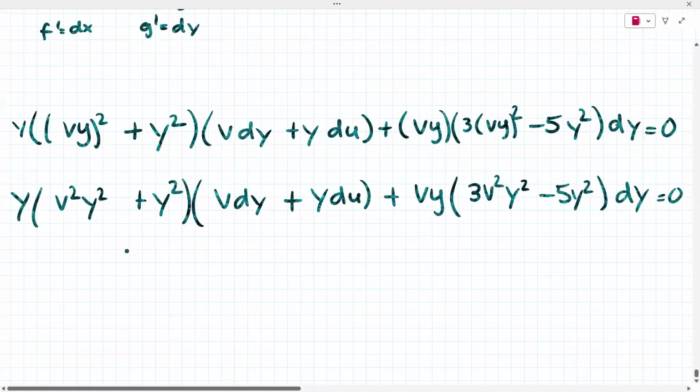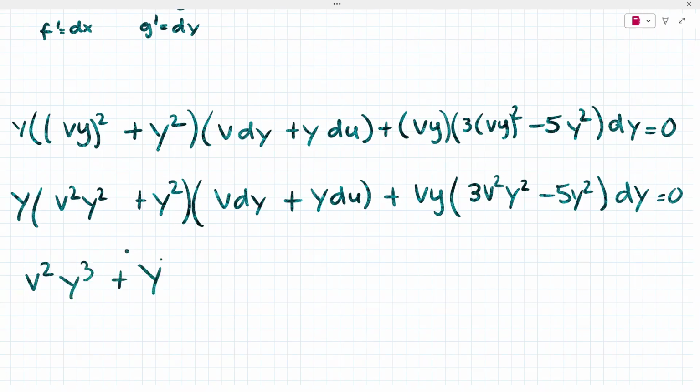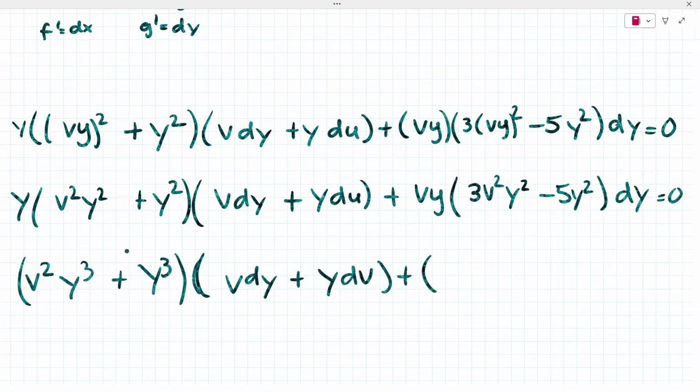Okay, clean it up a bit more. I guess if you factor y out, it's going to be v squared y cubed plus y cubed times v dy plus y dv, plus 3v cubed y cubed minus 5v y cubed dy equals 0.